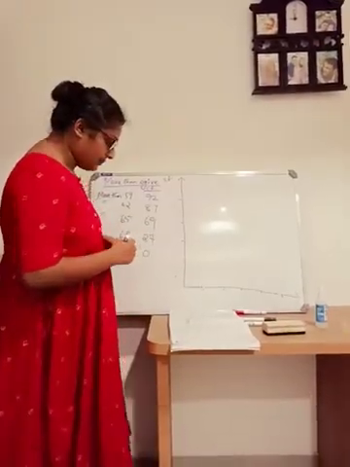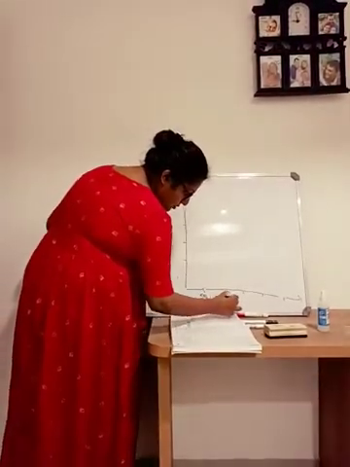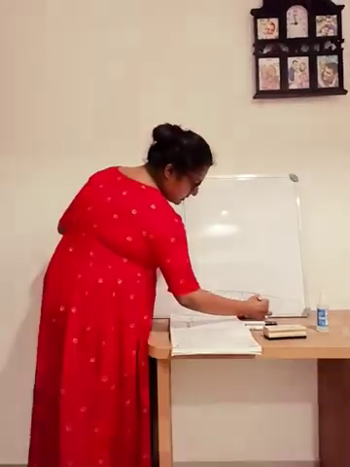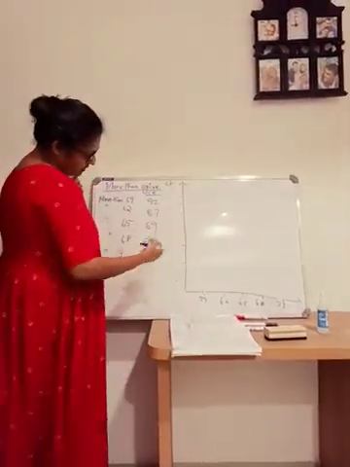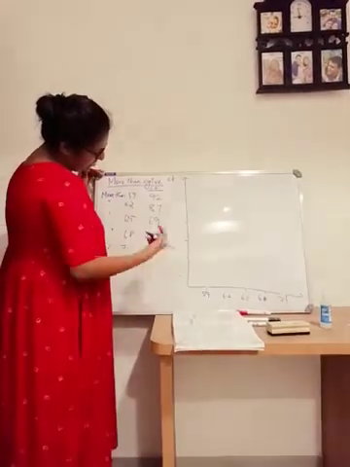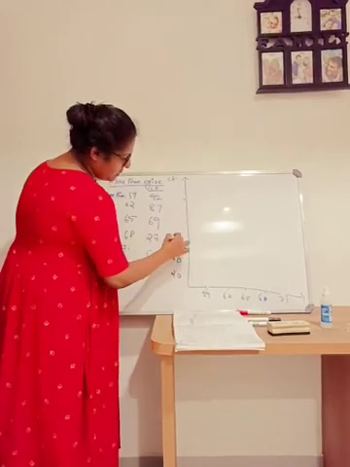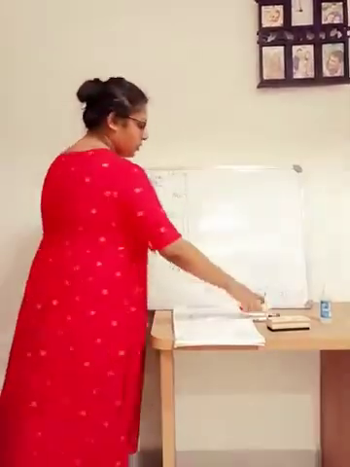Now we will have 59, 62, 65, 68, 71. Here we will arrange the scale, I am taking 20 itself. You can take 10, 20, up to 100. We will plot the points.